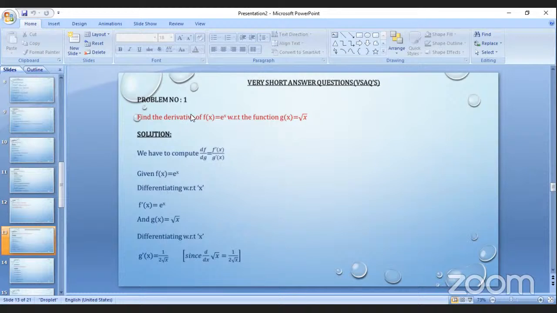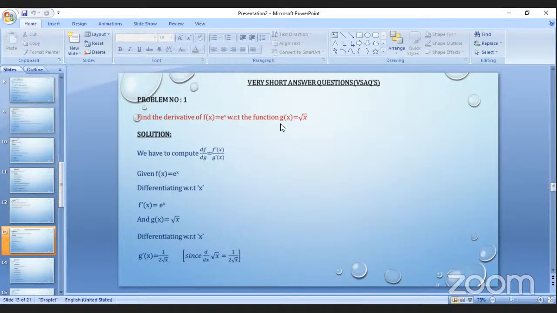Given, find the derivative of f of x with respect to g of x. That is, we have to compute df of x by dg of x, that equals f dash x by g dash x value. Given f of x equal to e power x, differentiate with respect to x: f dash x, the derivation of e power x, equals e power x.